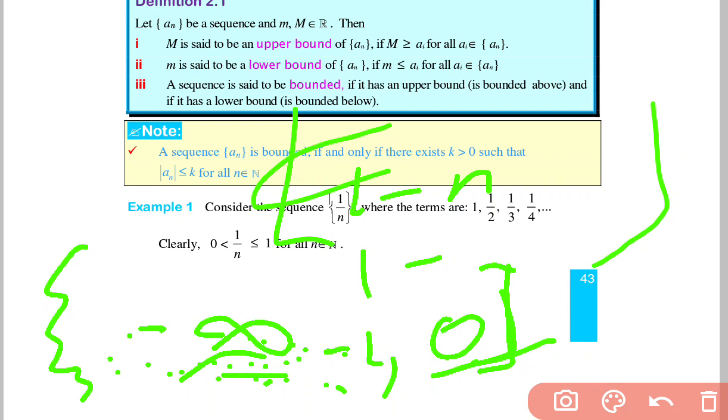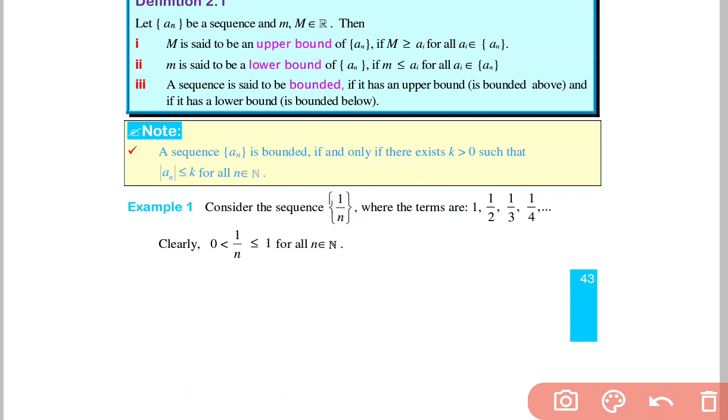Yes, you can learn it there. We cannot say a sequence is bounded because of only one bound. If a sequence is bounded, it must have the bounded above and the bounded below. This is what we read in the definition of sequences in unit 2.